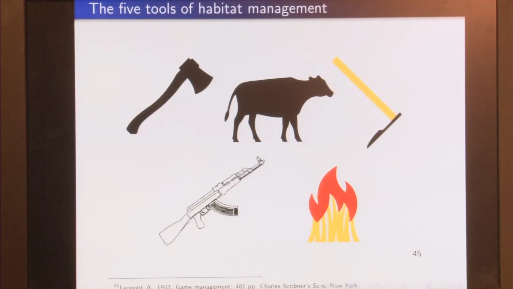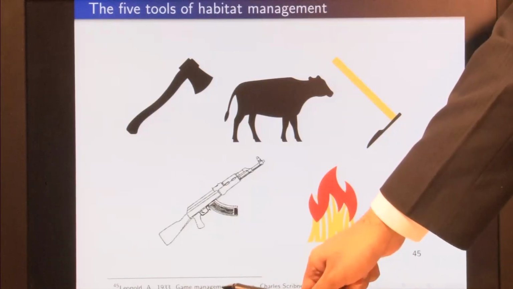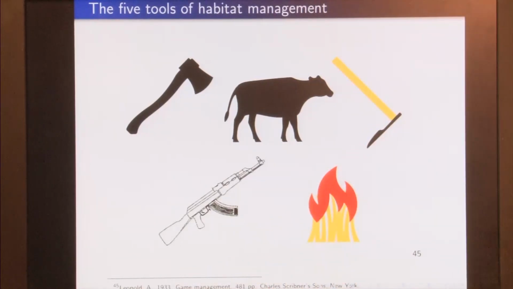There was a person by the name of Aldo Leopold. He did extensive work on the management of game animals. Game animals, in the context of African countries, means those animals that can be hunted. He said that there are 5 tools of habitat management. He wrote a book called Game Management in 1933, which is one of the earliest books on the management of wildlife.